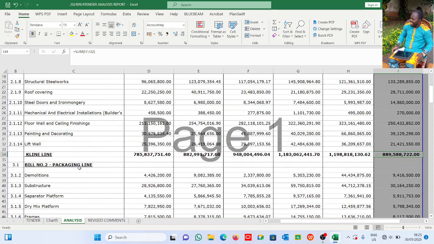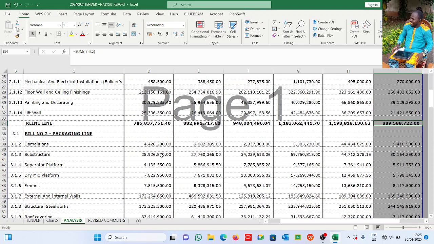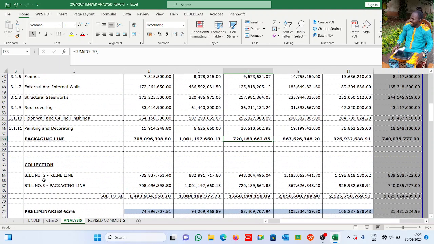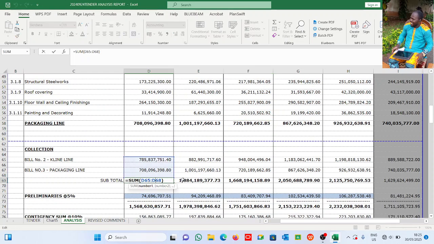All right, now the same thing for packaging line, demolition, substructure, and all for all the contractors. Packaging line, this is what we have. All right, now if I sum two of them, of course, clean line and packaging line, the summation is this.